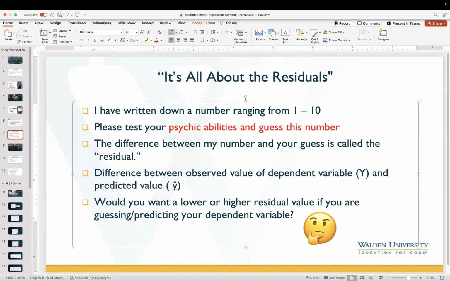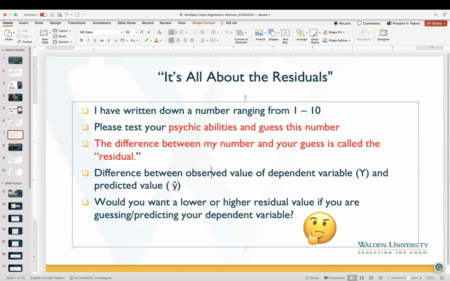Now, take the difference between the two numbers. Don't worry about negatives and positives, just the absolute value difference, and type that into the chat. So yes, exactly. That's the absolute difference. That second number that you typed in the chat is called the residual. That is the difference between my number, the true value, and the guessed value. That's the difference between the observed value and the predicted value.